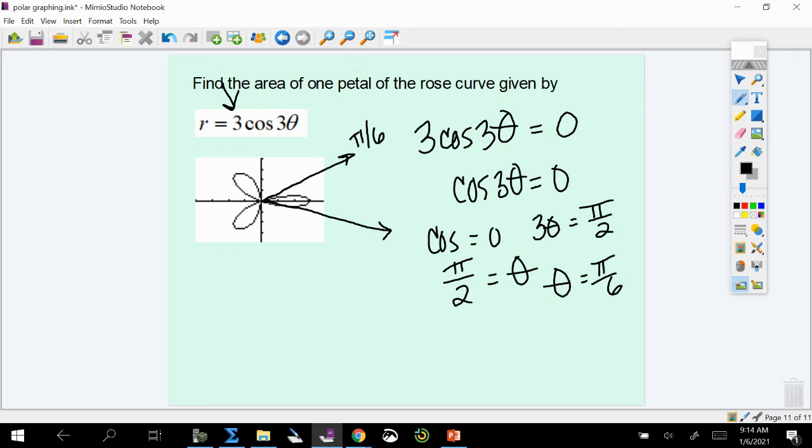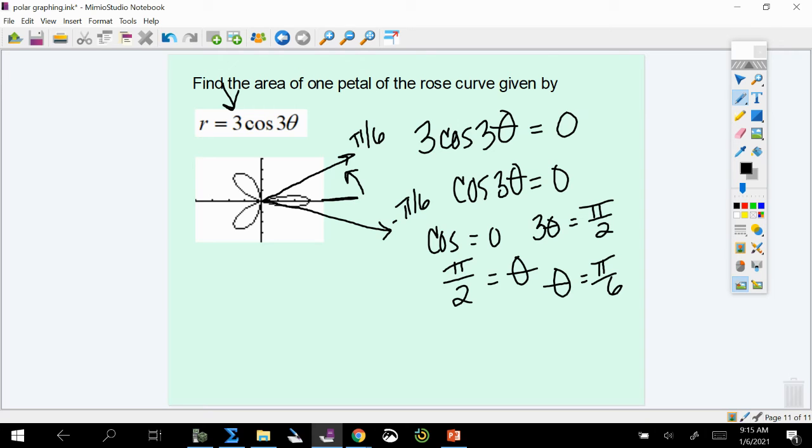Now here's the nice thing. You're going to have so much symmetry in these graphs. That means that down here, this must be negative pi over 6. Another option with symmetry is, instead of going from negative pi over 6 to pi over 6, you could also go from 0, which is the polar axis, to pi over 6, and then double your answer. So you'll see a lot of times where I'm going to mention symmetry with these.